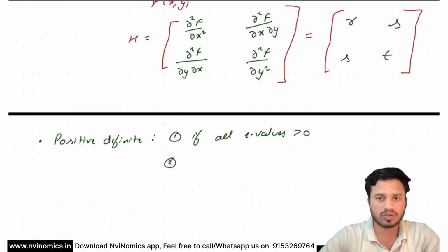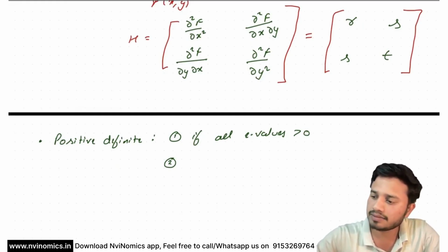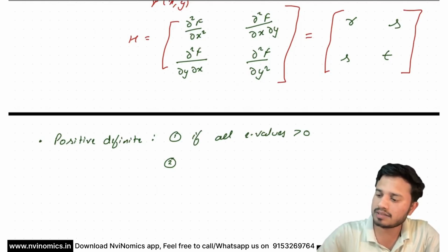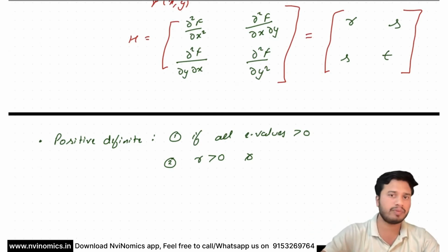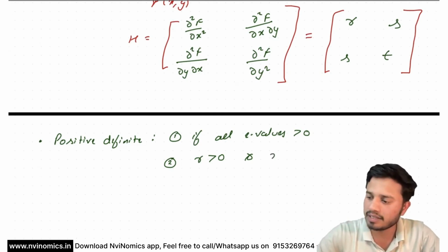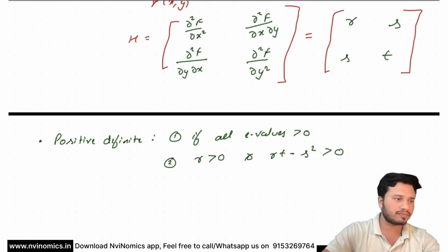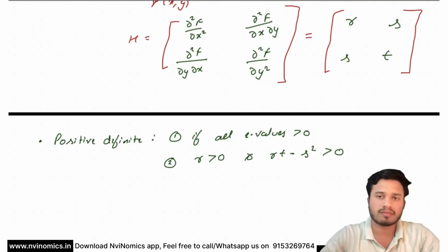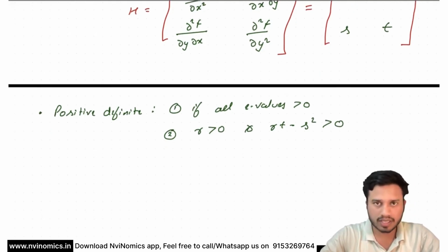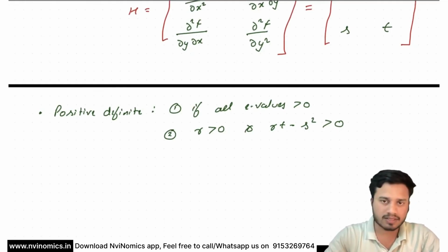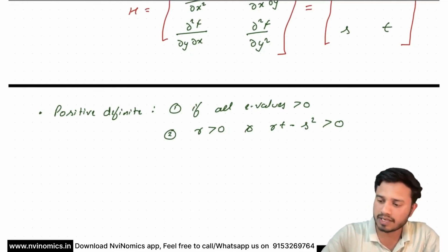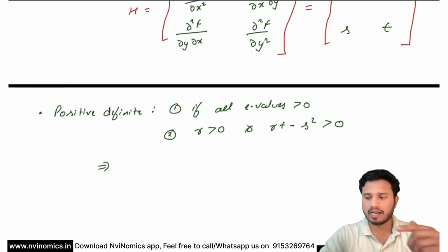So for the positive definite, the first condition is that all the eigenvalues are positive, and the second condition is that this R is positive and the determinant of this 2 cross 2 matrix is positive. What is the determinant? It's RT minus S squared. If it is positive, then we will say that it is a positive definite matrix.